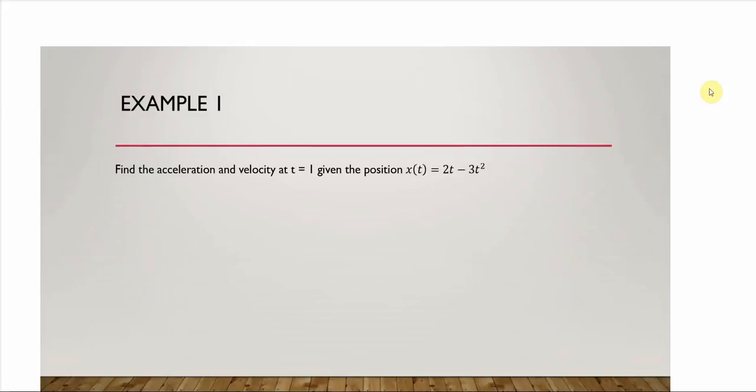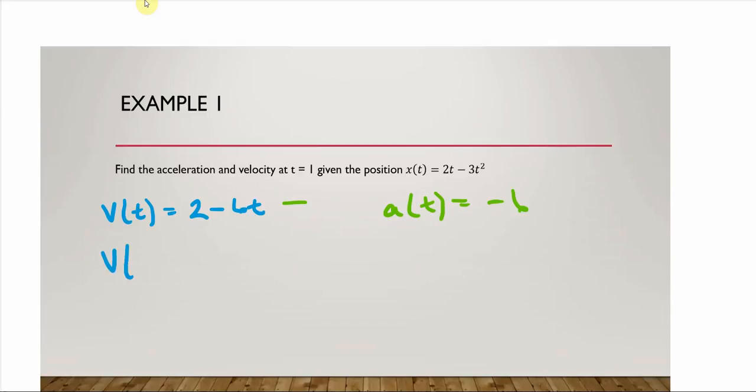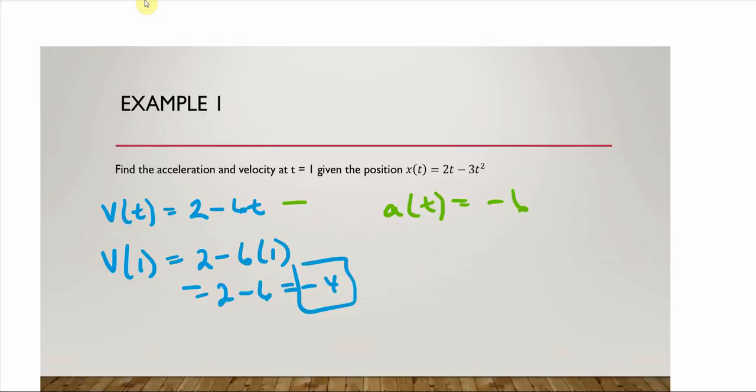Okay. Now it says find the acceleration and velocity at t equals 1 when given the position function. Well, first we have to find the velocity function. So the velocity function is going to be 2 minus 6t. The acceleration function, a of t, is going to be the derivative of this, so that means it's going to be negative 6. Now they're asking, what is my velocity at 1? Well, all I do now is substitute a 1 there. It's going to be 2 minus 6 times 1, and that's going to give me 2 minus 6, which is negative 4. And what does a negative velocity tell me? That it's traveling to the left.